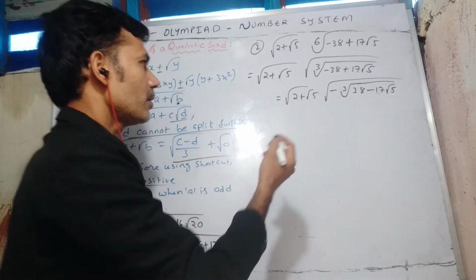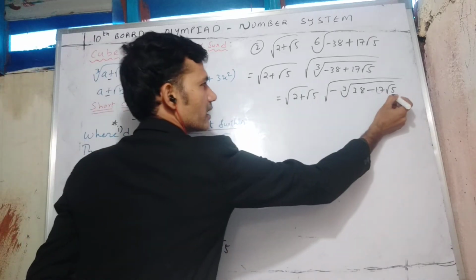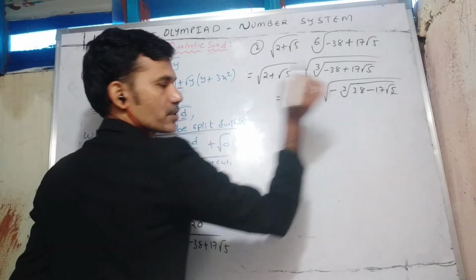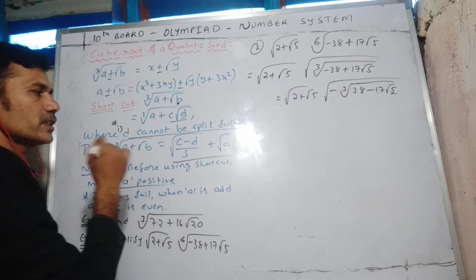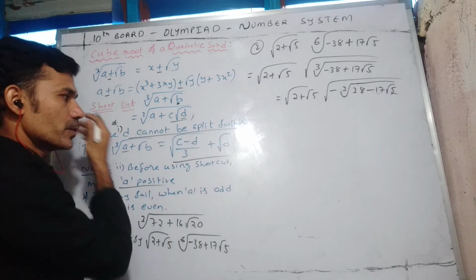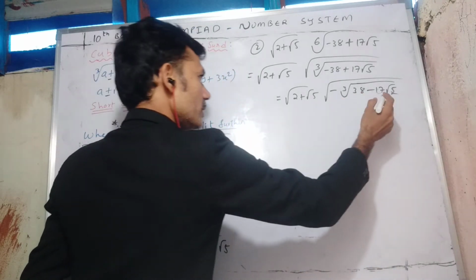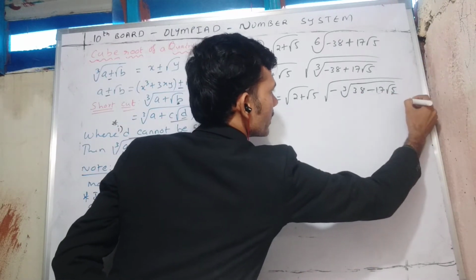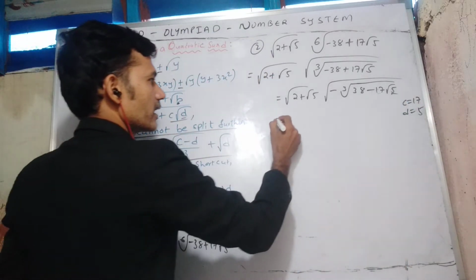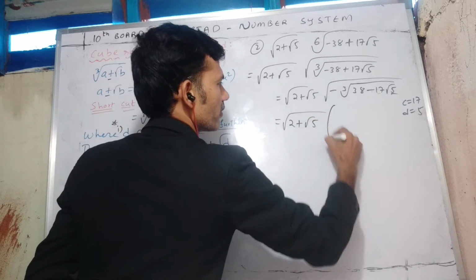Okay, next. Now can I go for this? First condition is satisfied, that this d cannot be split further. Second condition is satisfied, that a is positive. Now I can go for this shortcut. What are c and d? We have to find that. C value is 17 and d value is 5. So now we can use the shortcut and straight away find the cube root.